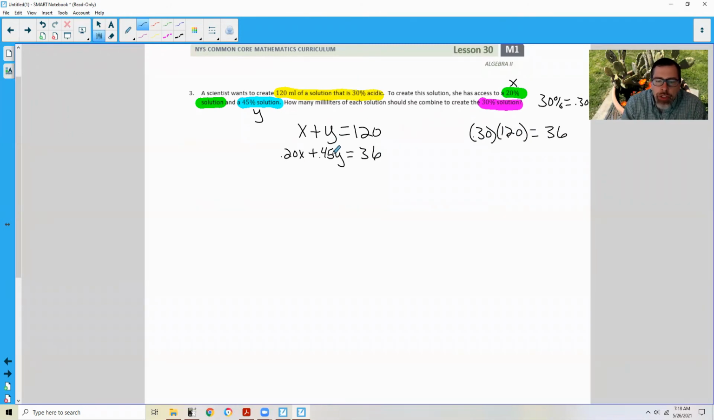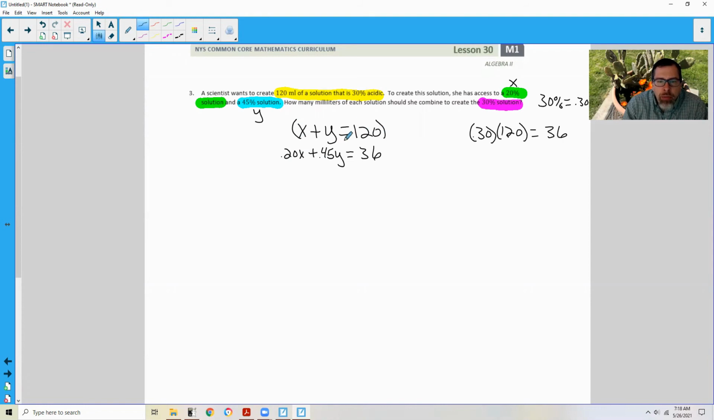So now I have these two equations. The x's do not match, and they're not opposite. The y's do not match, and they're not opposite. So I could multiply the top by 0.2 to get rid of the x. I could multiply the top by 0.45 to get rid of the y, or I could multiply the bottom by 5 to get rid of the 0.20, or I could multiply the bottom by something to get rid of that 0.45. And we usually try to choose the easiest one. Well, 20 will go into 120.